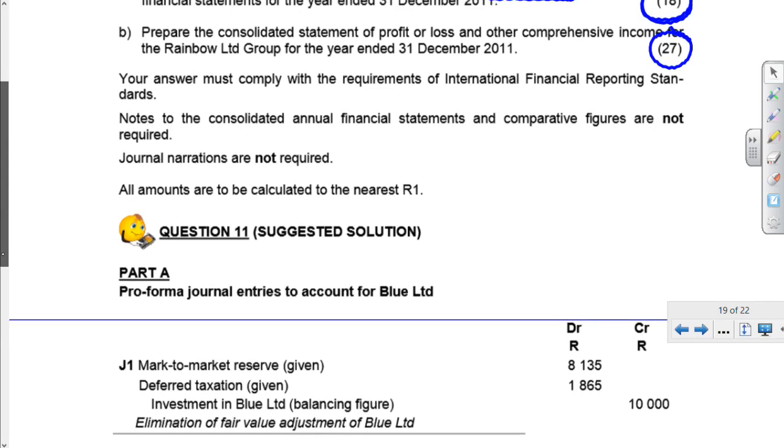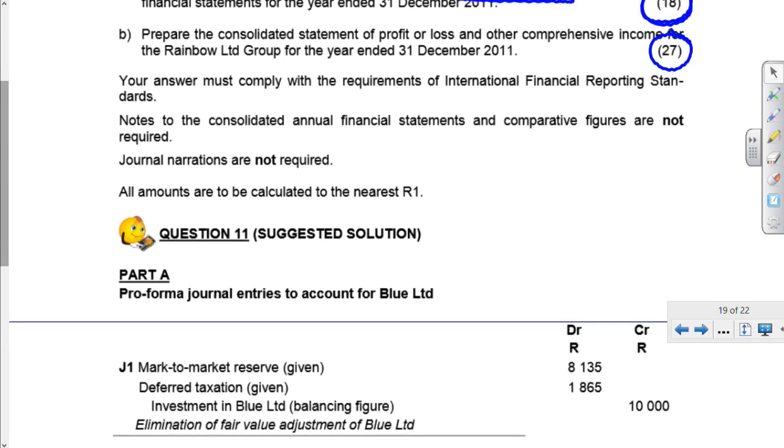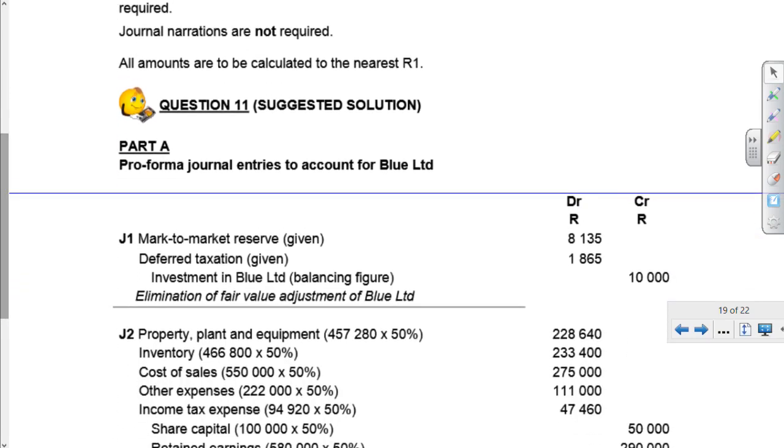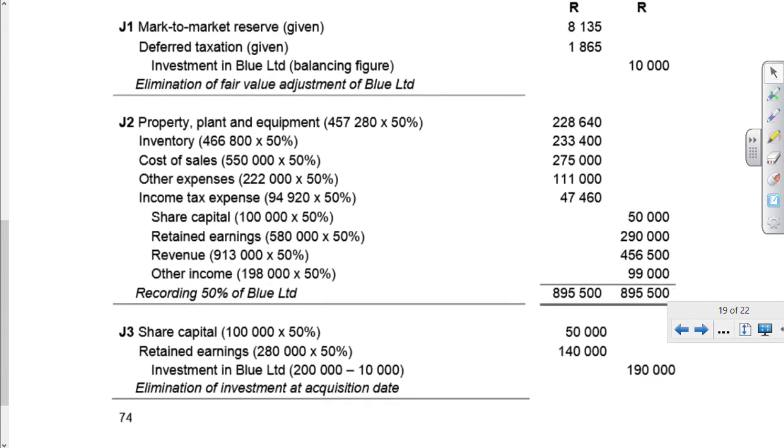Always reverse the mark to market. That's for everything. Reverse the mark to market first to get it back to cost. Get your investment back to cost. Bring in the trial balance as it stands. Do a little on AC. The on AC won't have NCI and everything will be in at 50%. It may have goodwill, it may have bargain. In this case, it had neither.